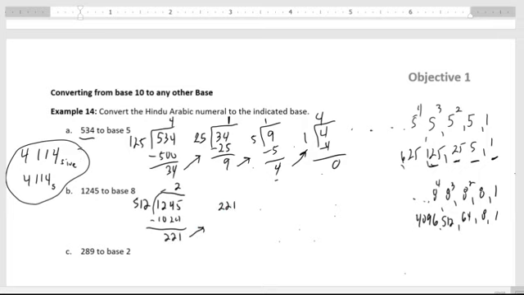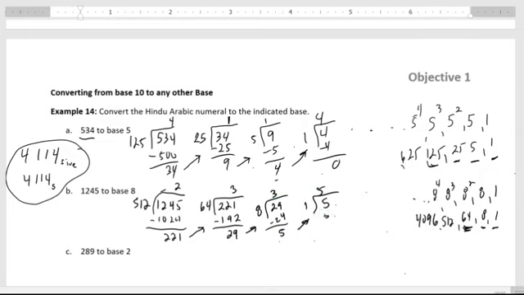We're going to take our remainder, divide by the next place value, which is 64. That's going to go in 3 times. 64 times 3 is 192. And if we subtract, we end up with 29. So the next place value is 8. 8 times 3 is 24, remainder of 5. And then the next place value is 1. So our number 1,245 in base 8 is 2335, base 8.